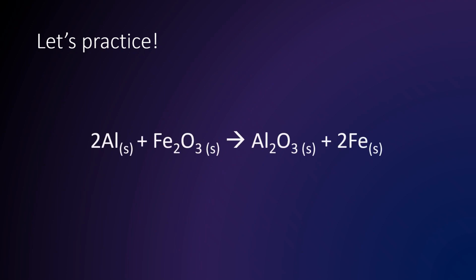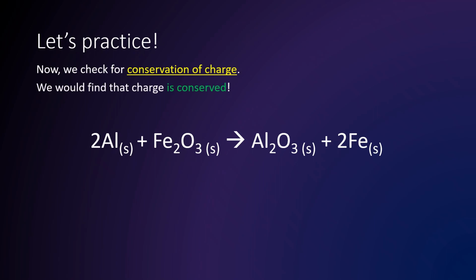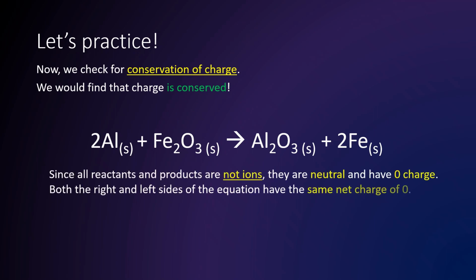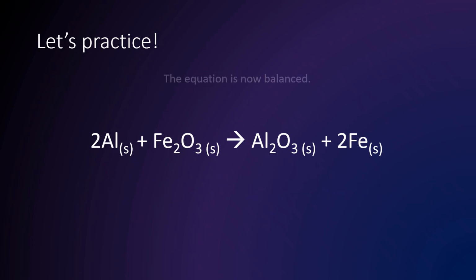Much better. Now let's check for conservation of charge. We will find that charge is conserved. Since all reactants and products are not ions, they are neutral and have zero charge. Both the right and left sides of the equation have the same net charge of 0. This equation is now balanced.